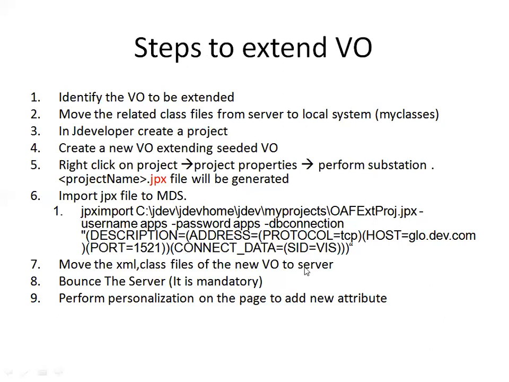And all the relevant XML files, Vivo files, class files, we have to move to the server and then bounce the server. Bouncing the server is mandatory in any version, whether 12.1.3 or 12.2. It is mandatory. Until you bounce it, the latest version of Vivo will not be available in the page for personalization. So once the bounce is done, if you see the new Vivo in the page, it means your Vivo substitution is successful. If you don't see your Vivo in the page, you have to validate where it went wrong.